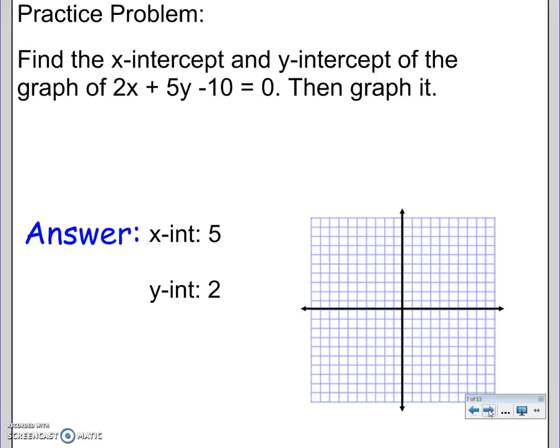Alright, here's the practice problem. Try to find the x and y intercepts. X-intercept should be 5, y-intercept should be 2. If you can do that, you should be good for class.